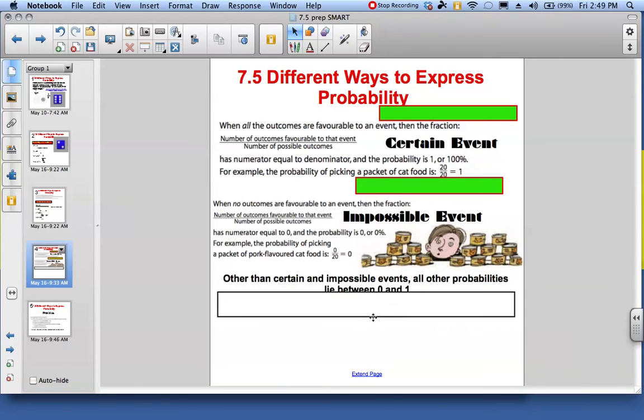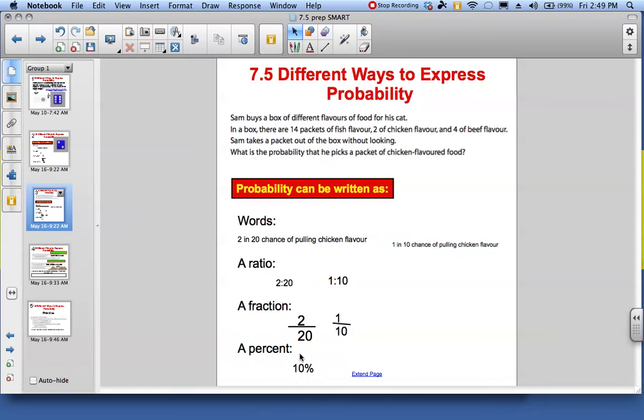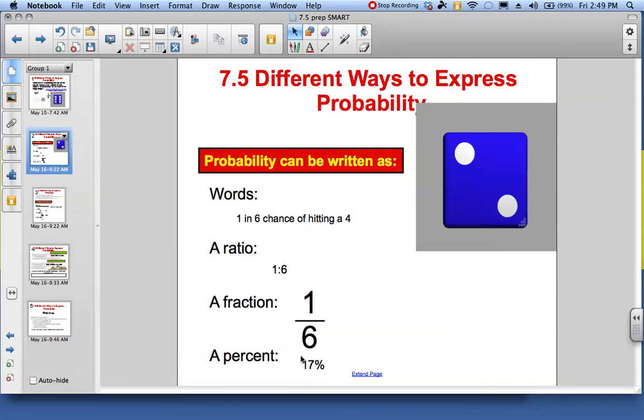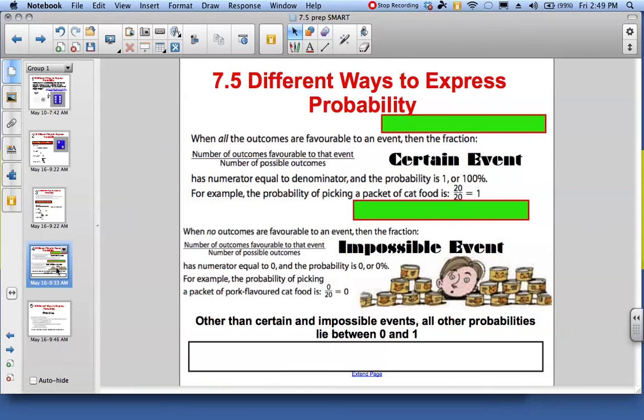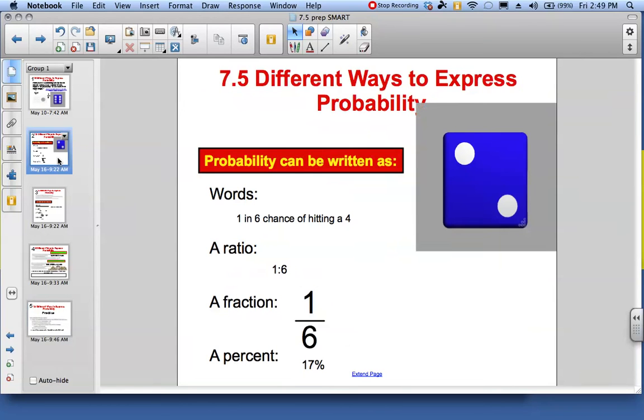Now, other than certain and impossible events, so when it's a certainty or 100% that it's going to happen, or it's an impossible event and there's 0% chance, all of the probabilities lie between 0 and 1. So if you look back, 10% is between 0 and 1. 17% is between 0 and 1. All probabilities other than certain events and impossible events fall between those two numbers. So, as you practice, using a calculator if you need to, write the probability of each event as many different ways as you can. The 4 ways we talked about are with words, with a ratio, with a fraction, or with a percent.